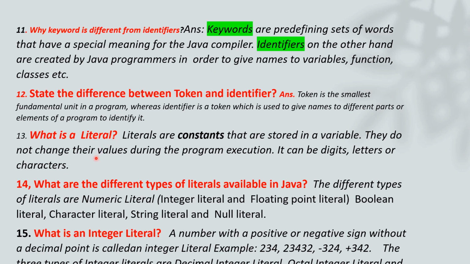And definition of literals. Different types of literals available in Java. We can see numerical literals, that is integer and floating. Integer means no decimal point and floating means decimal point. Boolean literal, true or false, character literal, string literal and null literal. And definition of integer literal, a number positive or negative without decimal point. It is known as integer literal.